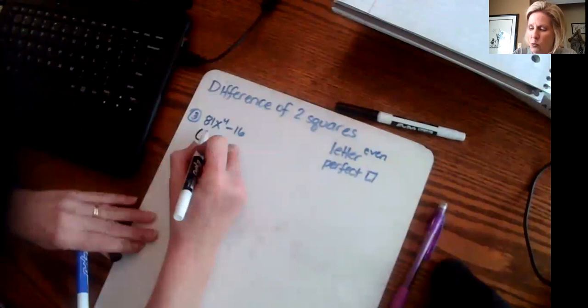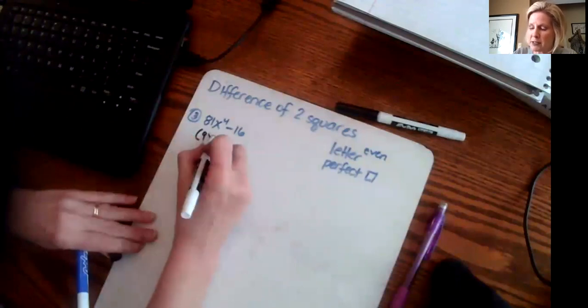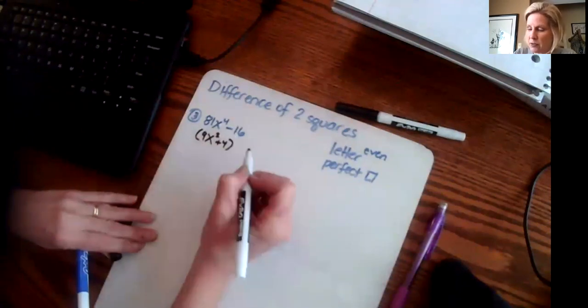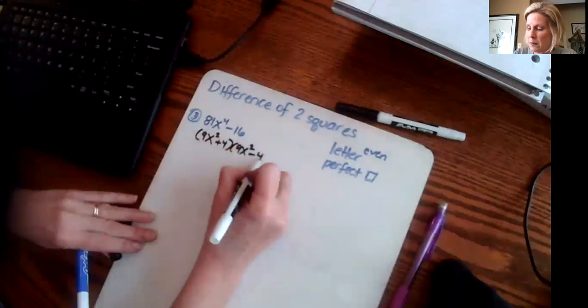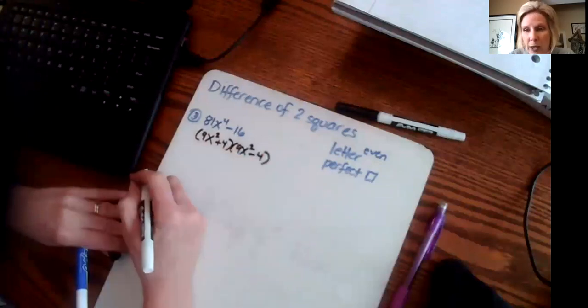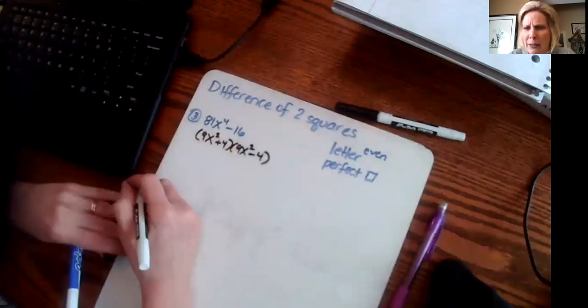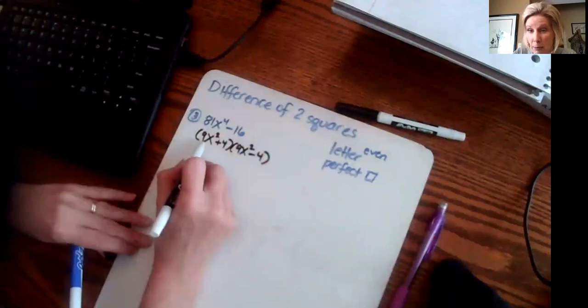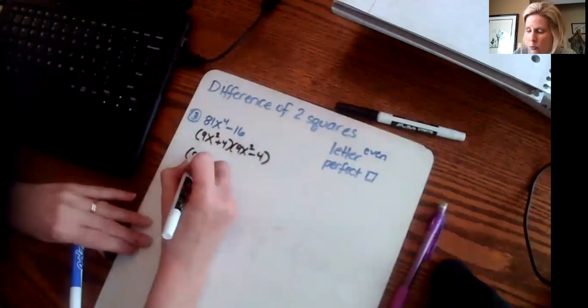So I know 81 is 9. X to the 4th would be x squared times x squared. 16 would be 4, so I always put the plus one first, the minus one second, okay? So why'd I do this problem third? Because don't forget, sometimes you've got to go and go again. So this is a sum, so it's not going to go again.